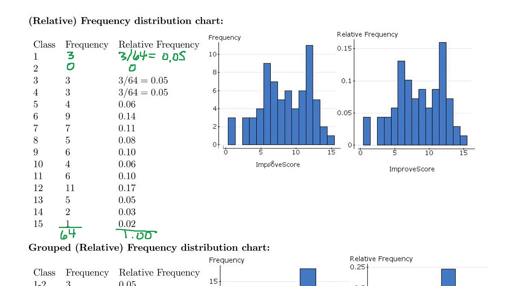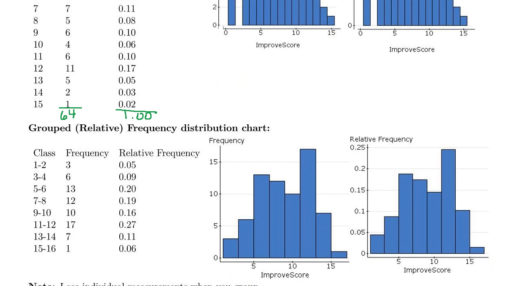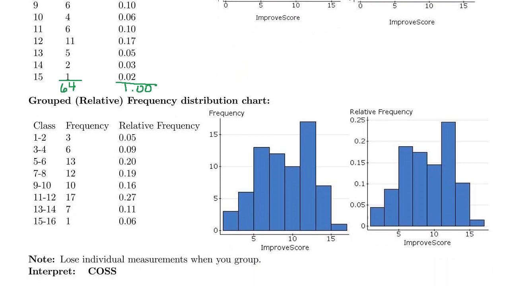Now, if we want to group it a little bit tighter and have fewer classes than we do, we can do that. This is more of an art than it is an exact science. So let's say that we grouped in classes of 1 to 2, 3 to 4, 5 to 6, etc., down to 15 to 16. So this frequency of 3 is saying there's 3 that are either 1s or 2s. But we don't know which one they are. We just know there's 3 total.